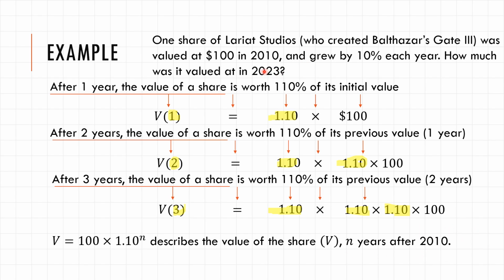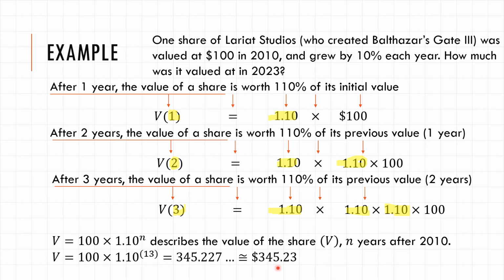So in 2023, if I want to find out what its value is in 2023, well, that is 13 years after. All I have to do is replace n with 13. And that gives me about $345.23. This is how many people save money for their retirement, or save money so that they don't have to work as hard.